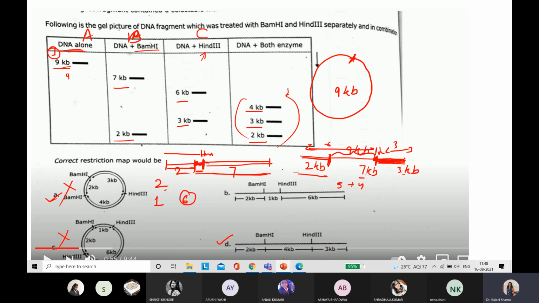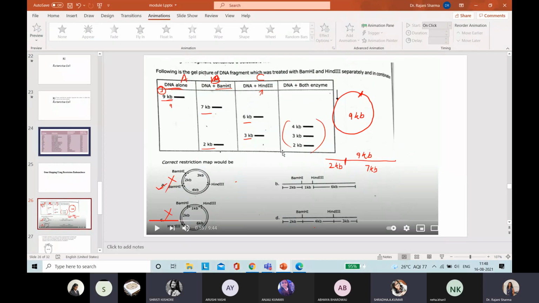So likewise you can analyze the mapping of restriction sites on the DNA if you have such types of restriction enzyme data with you. Okay, is it clear? Yes, ma'am.